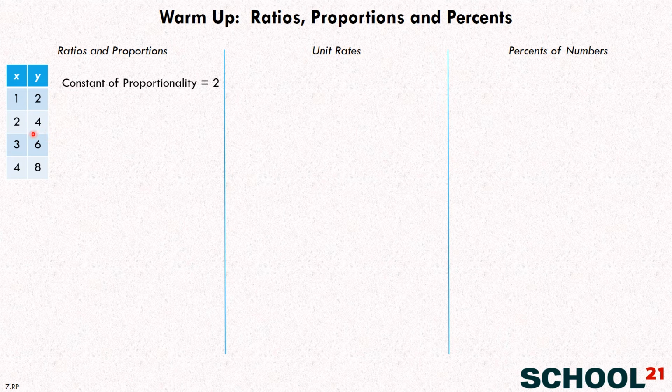Good. What's 4 divided by 2? 2. What's 6 divided by 3? 2. Okay, so every time you divide y by x, it's 2. Or it's the same thing as the constant of proportionality. Okay, you see how x and y are related in this way?